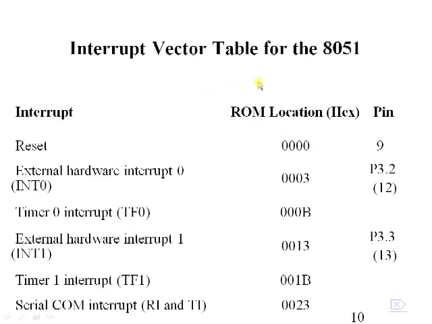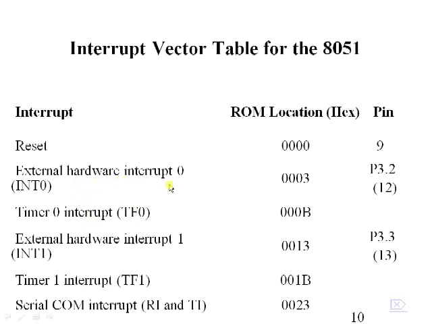Now let us see what the interrupt vector table is and how it looks. Here, as you can see, this is the interrupt vector table, where the 8051 has a total of six interrupts, so it can provide its service to six interrupts. Reset is the interrupt vector provided at location 0000, and it is generated with the help of pin 9.